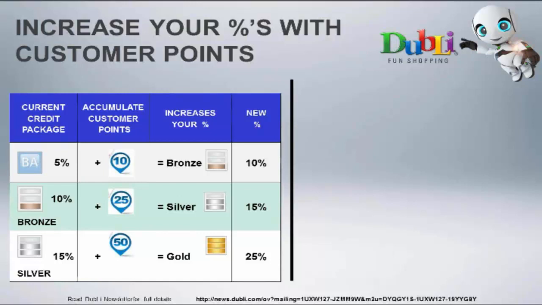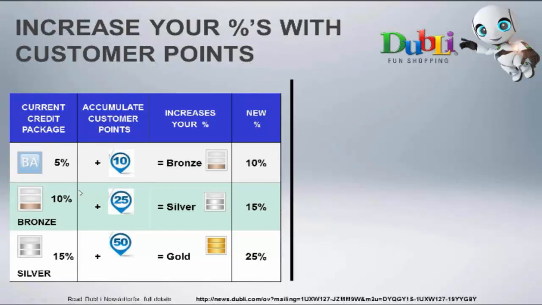Now, you can actually increase your percentages without purchasing more credits, and you can do this with customer points. This is a new rule in the Jubilee Commission Plan, but it's a very welcome rule because let's think about it. What's our primary focus? Building customers. So to be able to increase your percentages simply by increasing your customers is very easy and very generous. Let's have a look at this here.